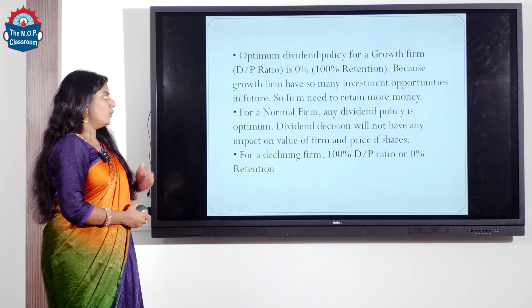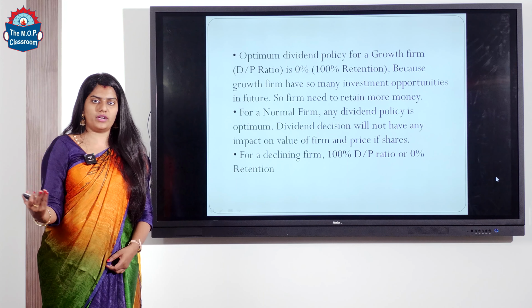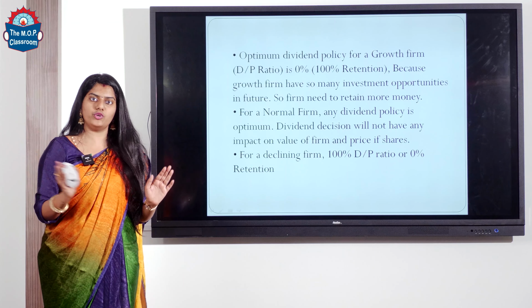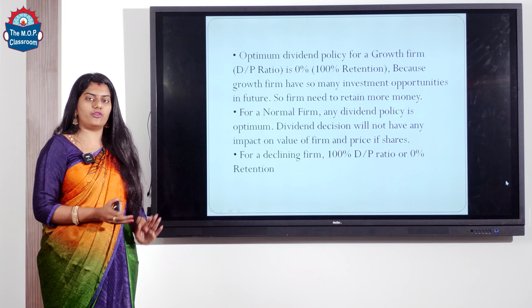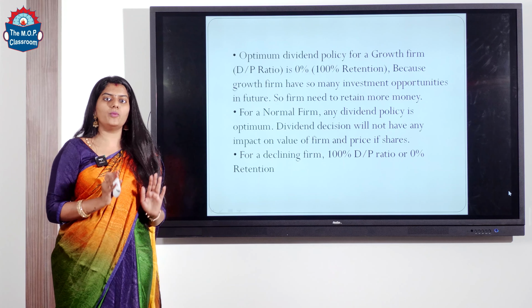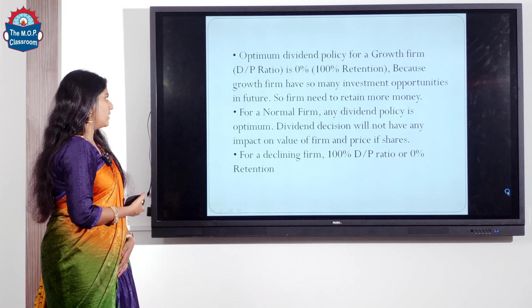When you are a normal firm, you can follow any method because that doesn't have an effect on it, because you're earning as much as you have to pay. When you are a declining firm, you will obviously have to go in for a 100% dividend payout because retaining your dividend is not going to give you any benefit.